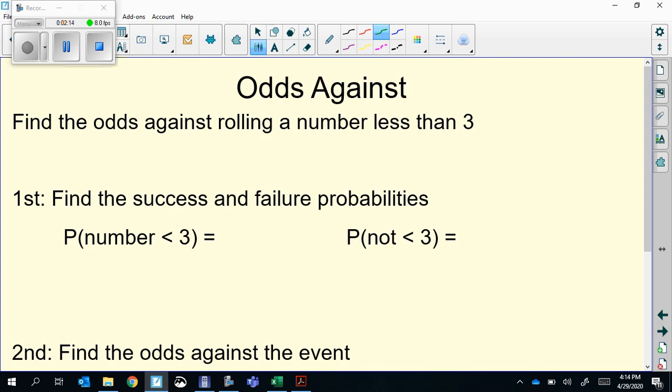Alright, find the odds against rolling a number less than 3. So we need the probability of a number less than 3 and the probability of not less than 3. So less than 3 would be 1 and 2. Again, we're talking about a single die. And then the probability of not less than 3 would be the numbers 3, 4, 5, and 6. That'd be 4 out of 6. So we could reduce these. 2 over 6 would be 1/3. 4 over 6 would be 2/3.